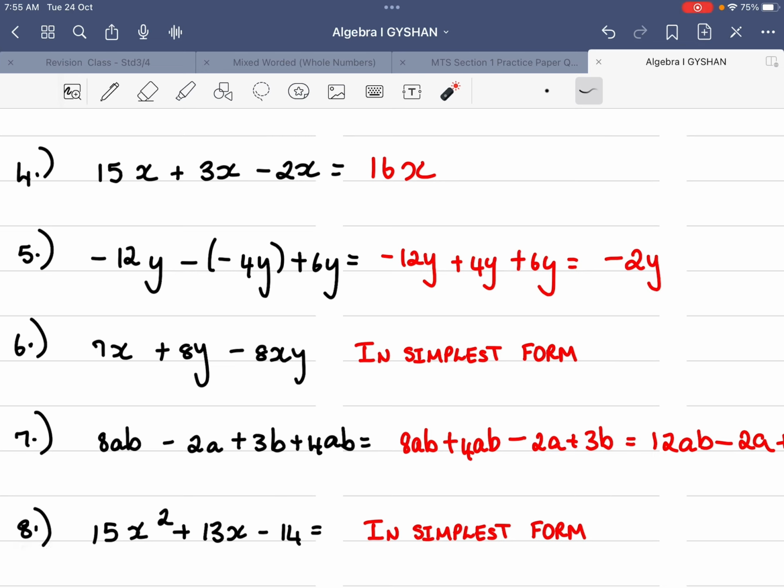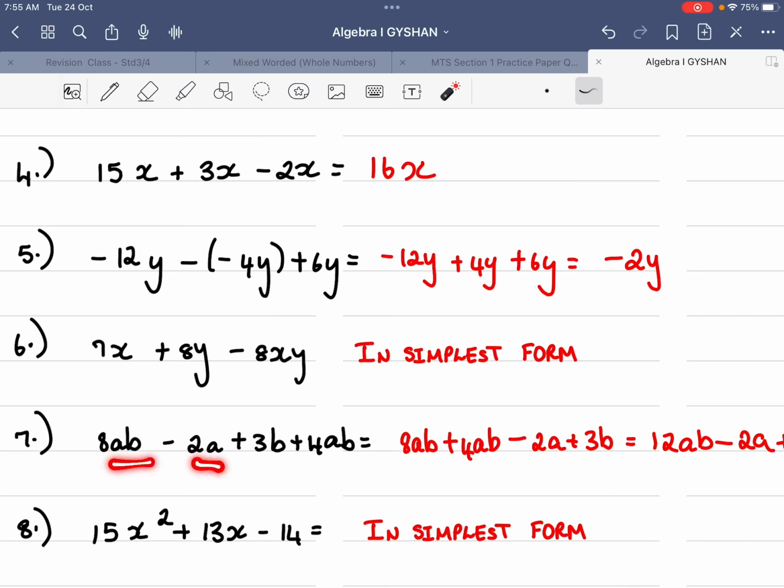Right, so number 6. We have an expression in terms of x, one in terms of y, and one in terms of xy. So we cannot add these three because they are different terms. It's already in its simplest form.